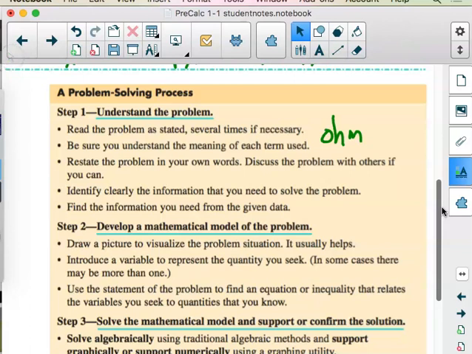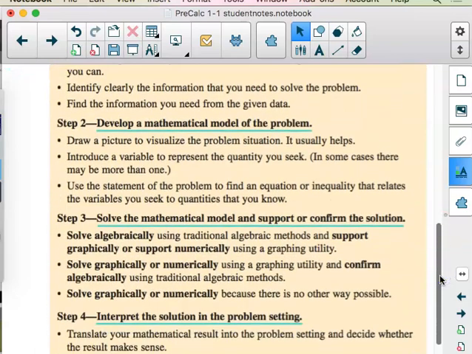Ohms. I don't have a clue what an ohm is, so look it up and get a feel for what an ohm is. Restate the problem in your own words. Discuss the problem with others if you can. The more you can think through it, the better. Identify clearly the information that you need to solve the problem. How are you going to get there? Find the information you need in the given data. What pieces of the puzzle did they give you?